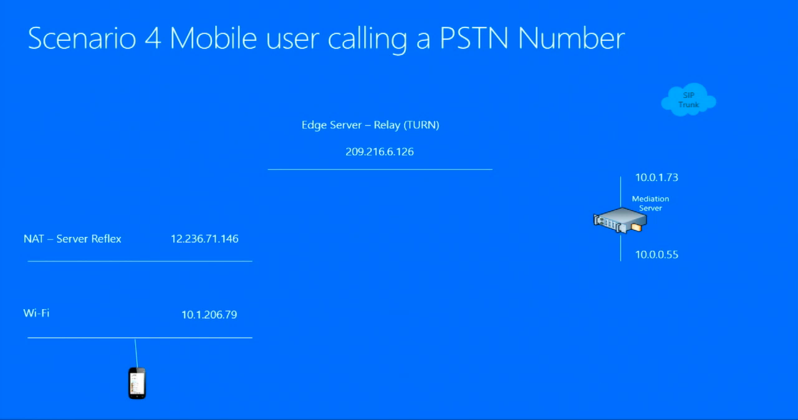Yes. So the 183 that's coming from the mediation server is telling the caller that the caller can reach the mediation directly on this IP or on its public NAT IP, or it can go through the edge. So mediation is just like any other user in this case.